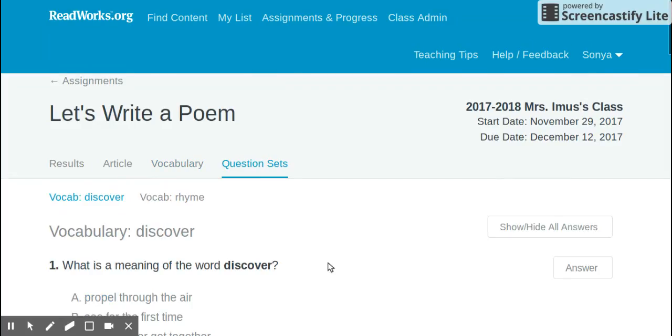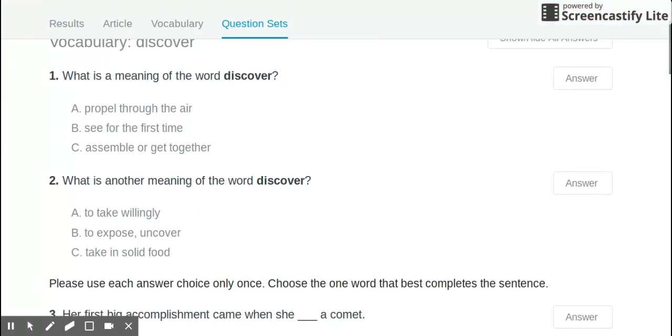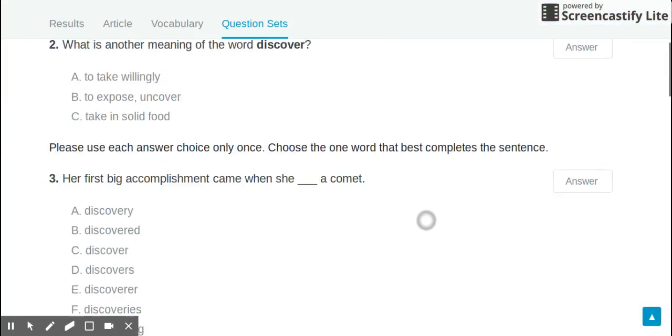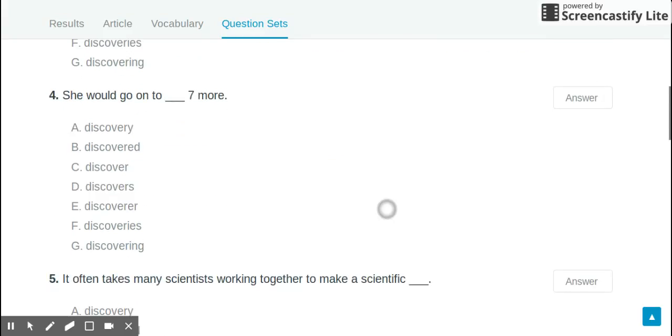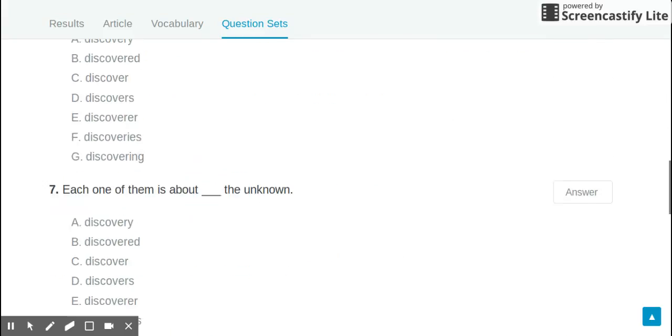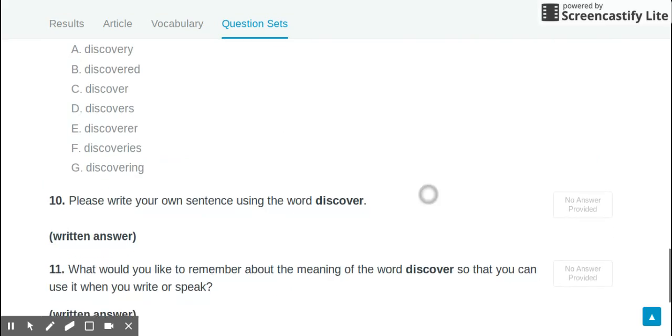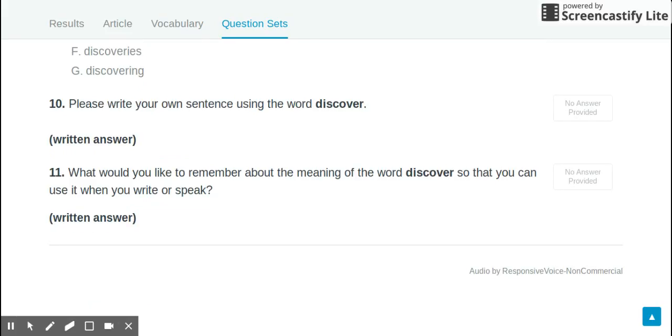and you have questions that you need to answer. Some are about the vocabulary that you were learning about. Others are about the actual article that you've read. And scroll down and you have all these questions. I think there's not very many. There are 10 you have to answer, actually 11, and 2 you have to write in. So please make sure you use 5-star sentences and make sure you restate the question in your answer.